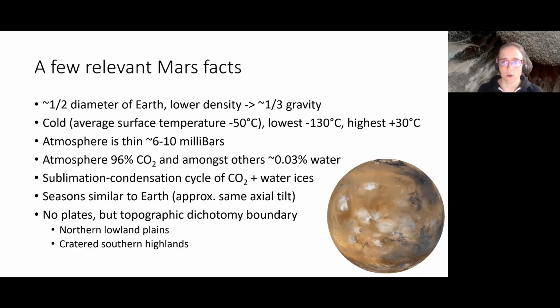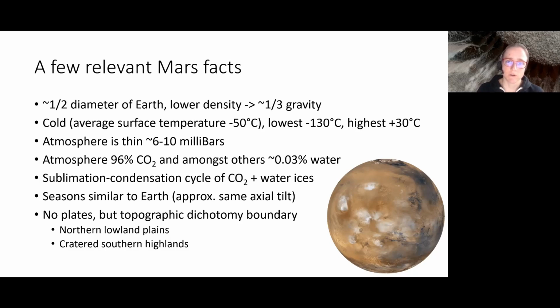Mars is generally colder than the Earth, so the average surface temperature is minus 50 degrees Celsius. The range is also enormous in temperatures, ranging from minus 130 Celsius to nearly 30 degrees Celsius. And this is partly due to the thin atmosphere, which is the next point, but also its greater solar distance.